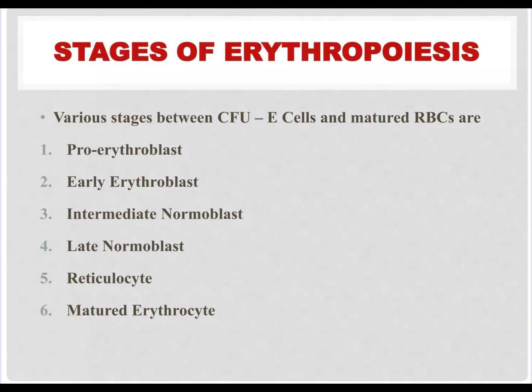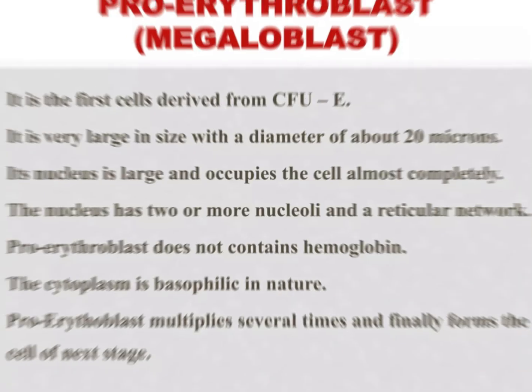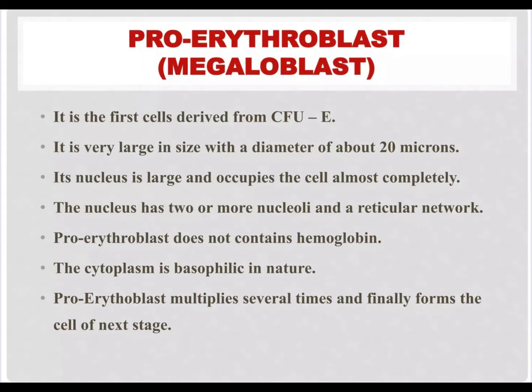So now what happens in the proerythroblast, or you can call it Normoblast? What happens there? Are you getting it now? The diameter of the nucleus is about 20 micrometer. You get it now? The diameter of the nucleus is so large, about 20 micrometer. And remember, the size of a red blood cell is very small. But at this particular point, the size of the cell is 20 micrometer. It's so large, almost completely the whole cell itself. Now the nucleus has 2 or more nucleoli and a reticular network.